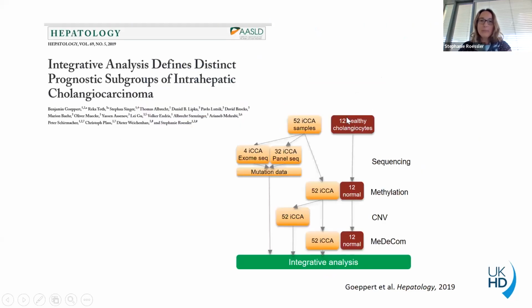our study where we looked at 52 ICCA samples, and we performed gene mutation analysis, both exome-based and also panel-based sequencing. And we also performed DNA methylation analysis. And what is nice about DNA methylation analysis, there's also algorithms to calculate copy number variations and to also integrate this. And for data integration, we used the Medicom analysis for DNA methylation alterations that are underlying.